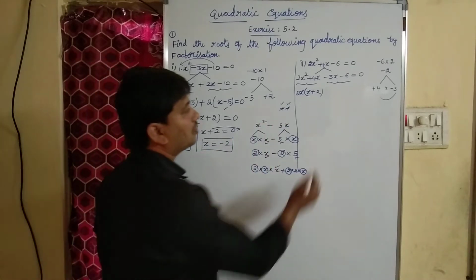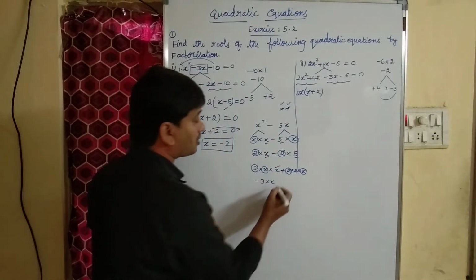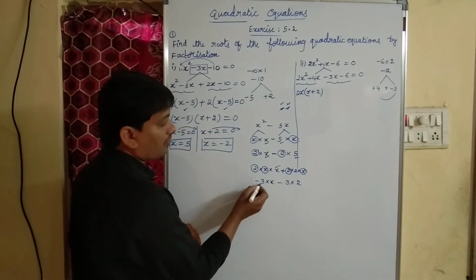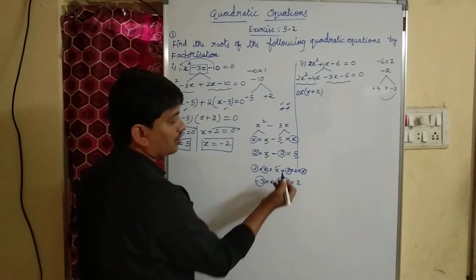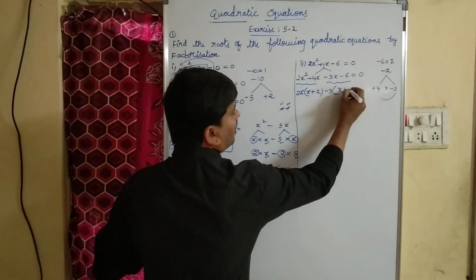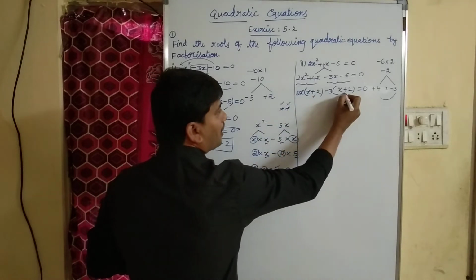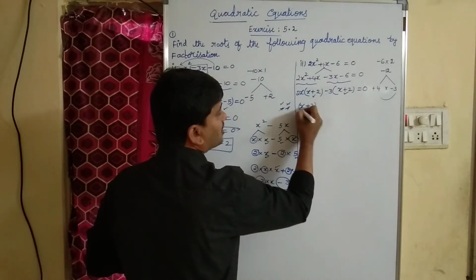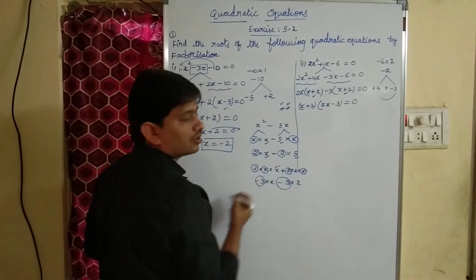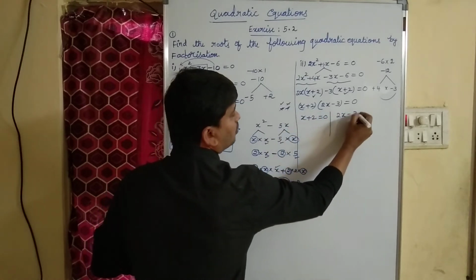Yes. Now coming to the second combination, we have -3x, which means -3 into x, and -6 means 3 into 2. So children, I want to take -3 as common. If I take -3 as common, I have here x plus 2, which is equal to 0. Now again the common is x + 2. If I take x + 2 as common, I will get 2x - 3 equal to 0. So the first combination is x + 2 = 0 and the second combination is 2x - 3 = 0.